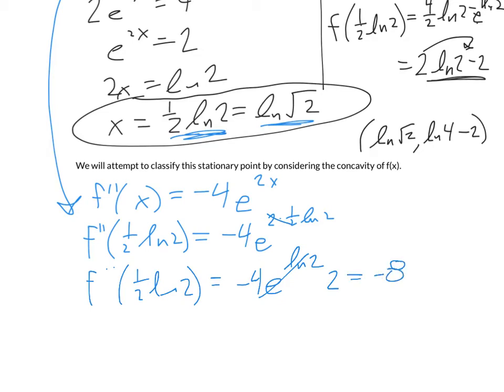So the last thing we need to do is write something down, like because this second derivative is negative, the function is concave down, which means this is a minimum. Okay, I made a little error there.